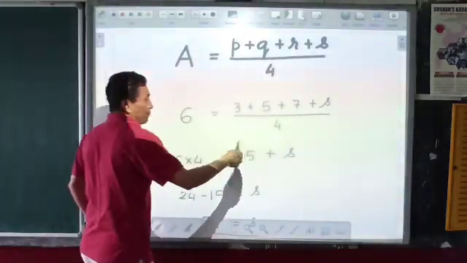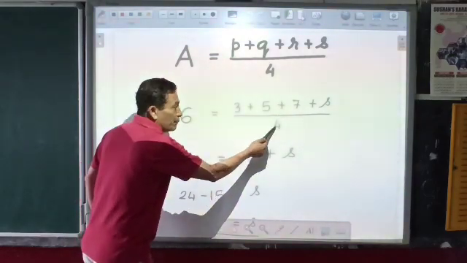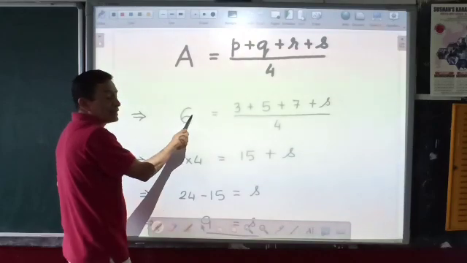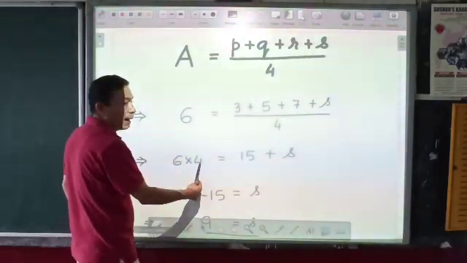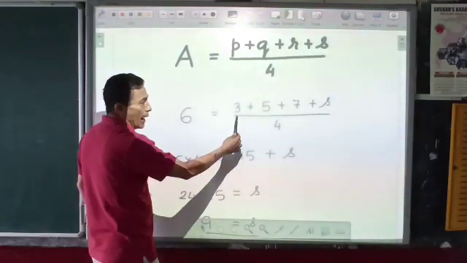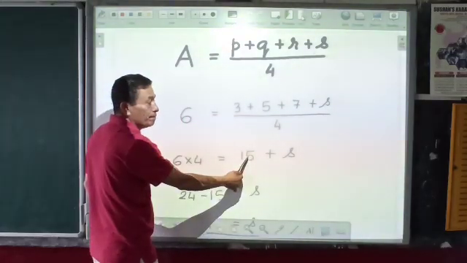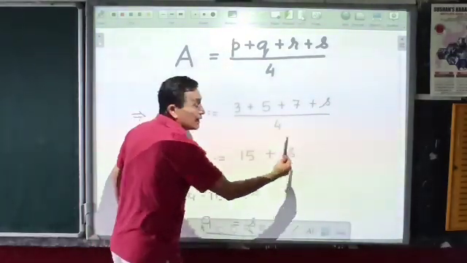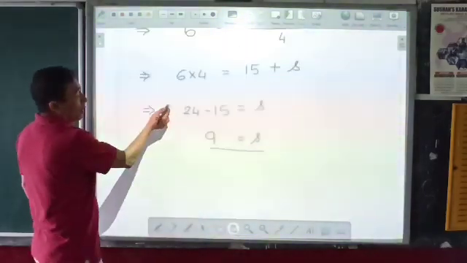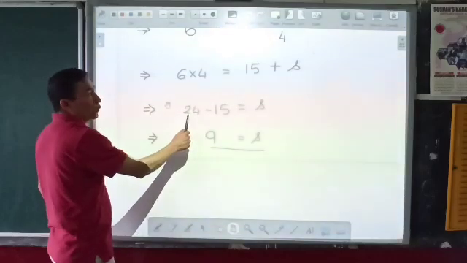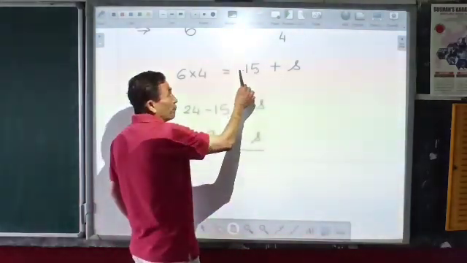Now if I look at this, what is 4 doing on the right hand side? It is dividing. That means if I move this to the left hand side, it will go and multiply. So it becomes 6 multiplied by 4. I can add 3 plus 5 plus 7. That is going to give me 15. This plus S, it remains as it is. 6 into 4 will give me 24. This on the right hand side I have plus 15.